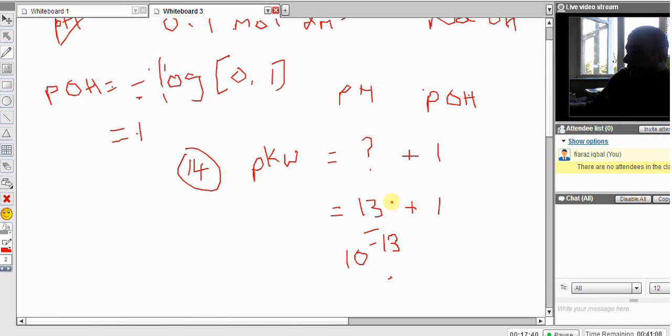Okay. So, what I want to have a look at now is weak acids. Right? So, let's just delete this and let's have a look at some weak acids. Well, we've got 18 minutes.